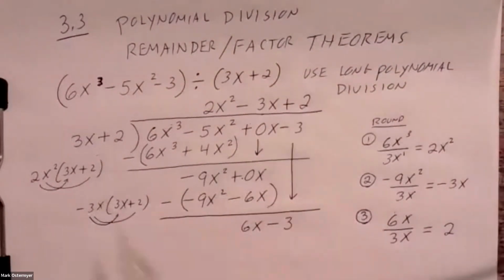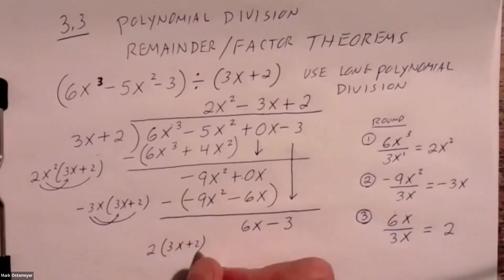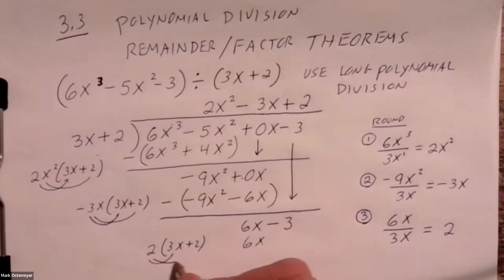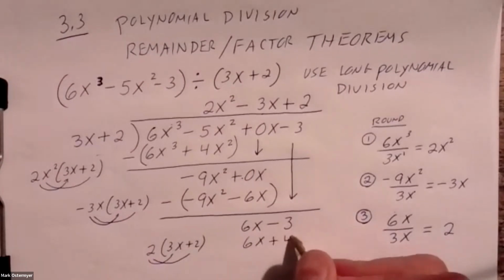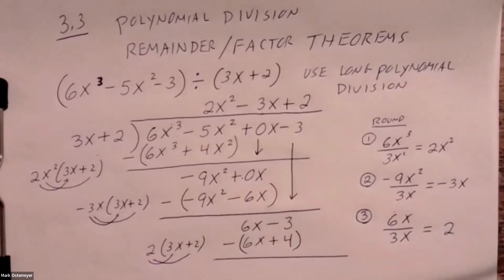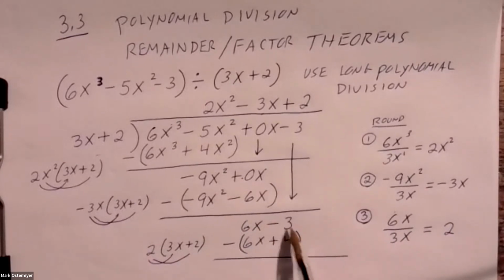2 now gets multiplied by our divisor. So 2 times 3x is 6x, and 2 times 2 is 4. Subtract off the whole polynomial. So you can see there is a cyclical, repetitive nature to this algorithm. All right, 6x minus 6x is 0. Negative 3 subtract 4 is negative 7.